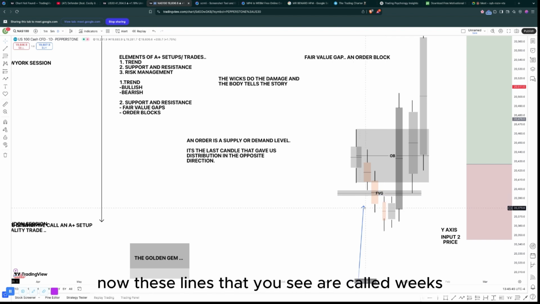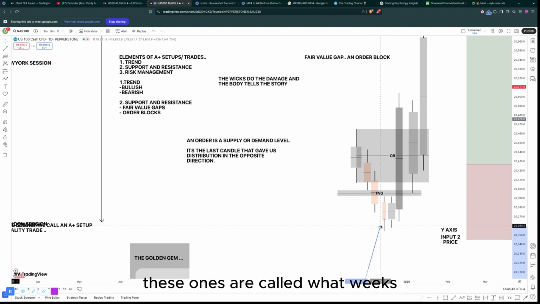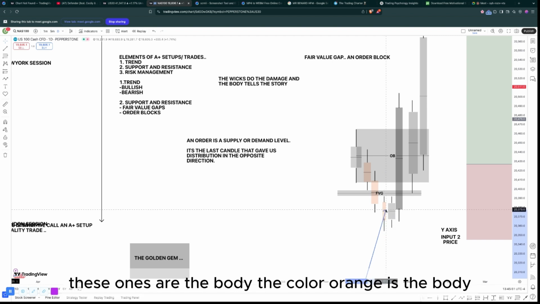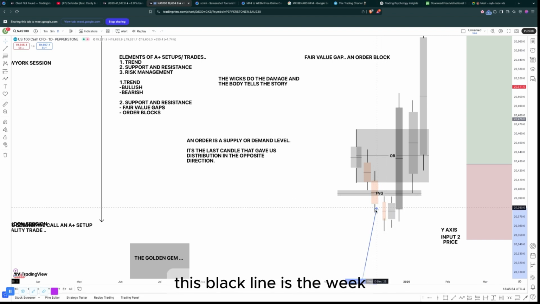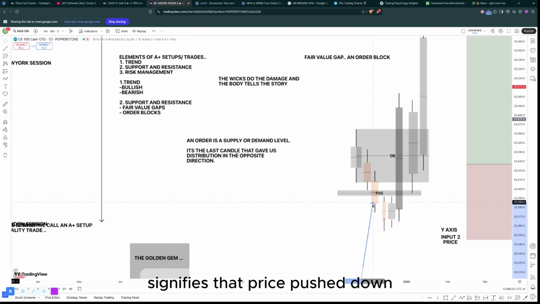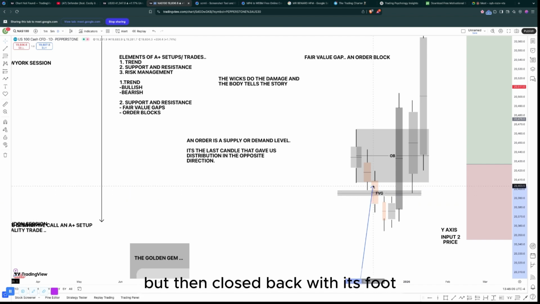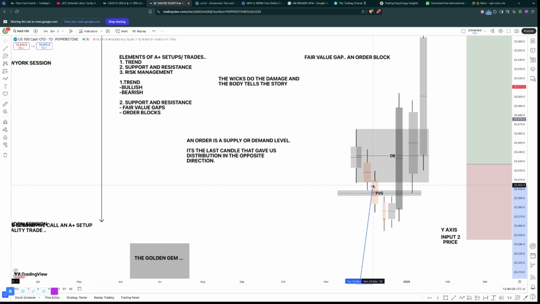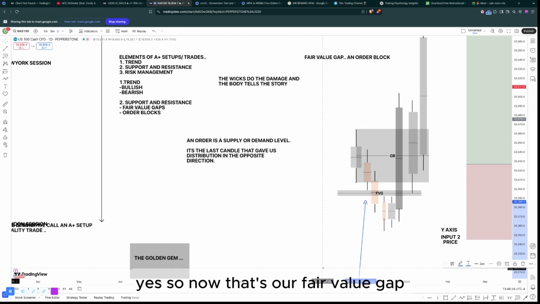Now these lines that you see are called wicks. These ones are the body. The color orange is the body. This black line is the wick. And what does this wick signify? It signifies that price pushed down but then closed back with its body. Is everyone understanding? Yes, so now that's our fair value gap.